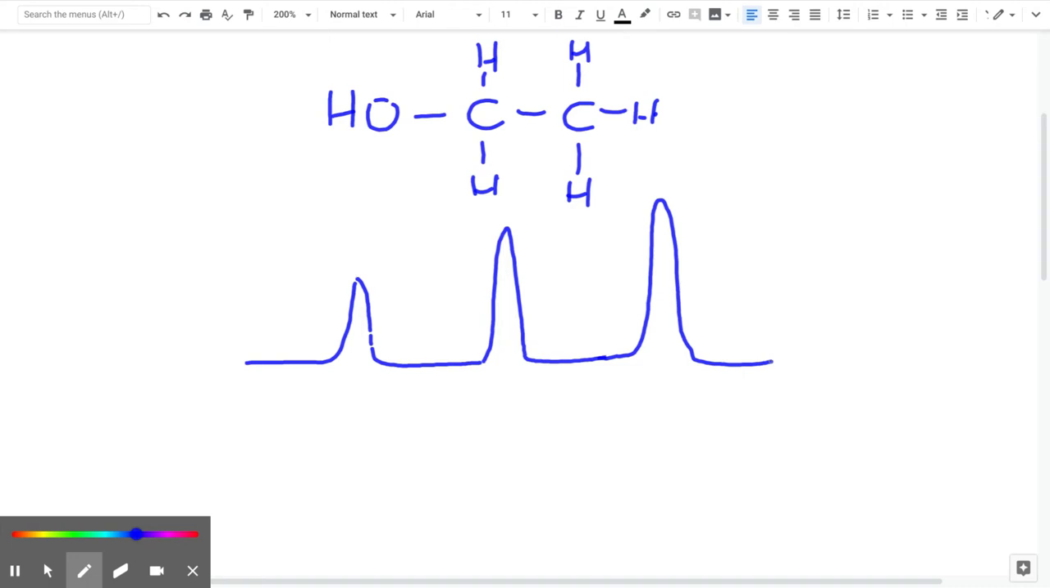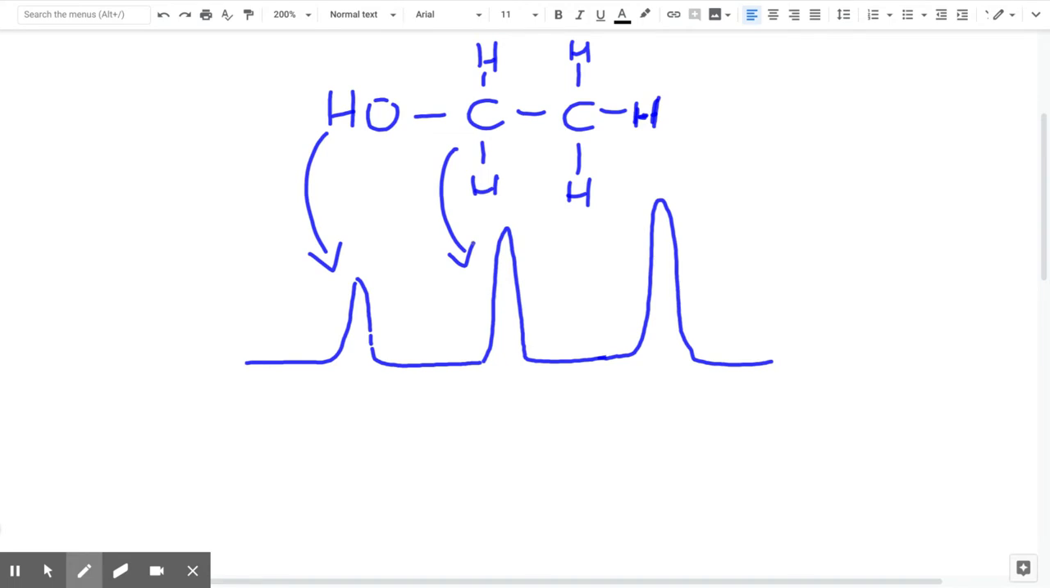Okay, so for this final example of splitting, we're just going to go back to the original example of ethanol that we used for low resolution. And you remember we had this integration situation whereby we had the one proton on the left due to the OH, CH2 in the middle, and the CH3 on the end. Remember, this was low resolution.